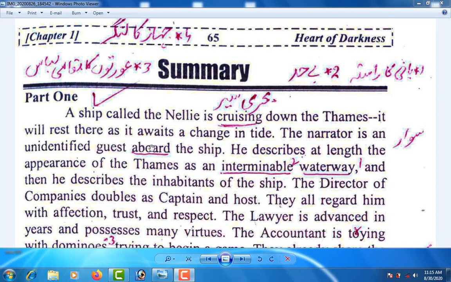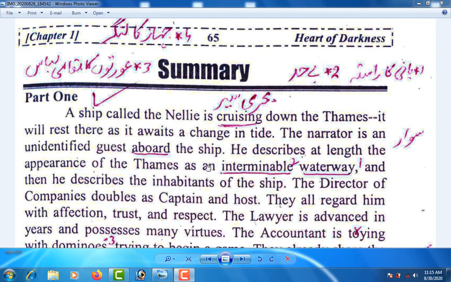Written by Joseph Conrad. Dear students, let's begin part 1 of the summary. A ship called the Nellie is cruising down the Thames. It will rest there as it awaits a change in tide. The narrator is an unidentified guest aboard the ship.